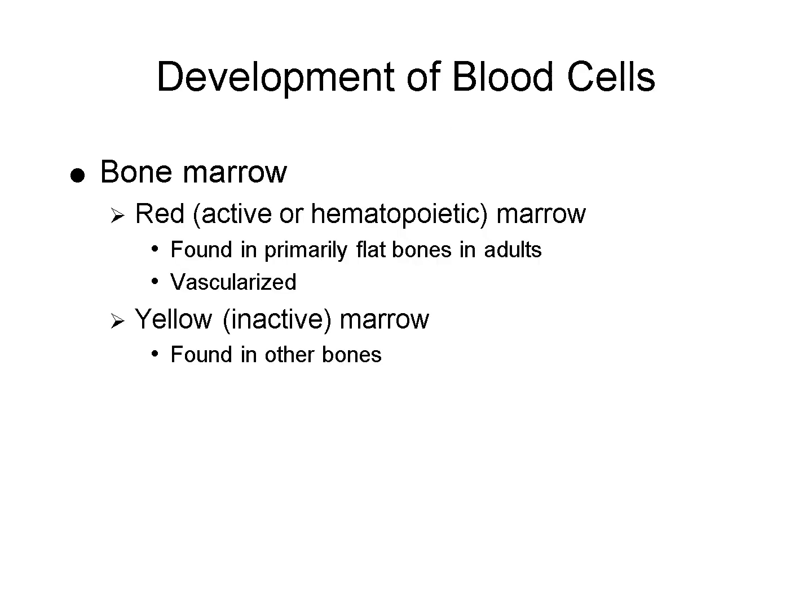Blood cell production, or hematopoiesis, begins in the bone marrow. Red or active marrow is hematopoietic and is found primarily in flat bones in adults, such as the pelvis and sternum. It is highly vascularized to support cell growth. Yellow marrow, in contrast, is inactive and consists largely of fat. Under certain conditions, yellow marrow can revert back to red marrow to meet increased demands for blood cells.